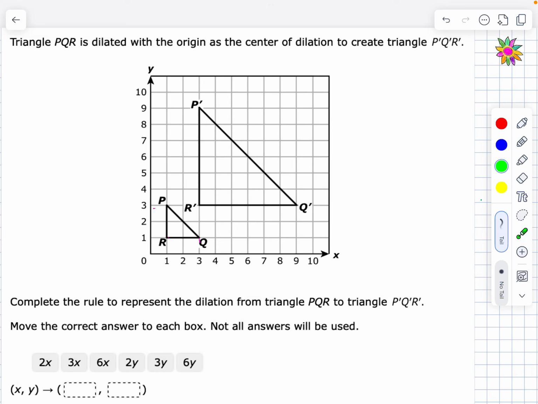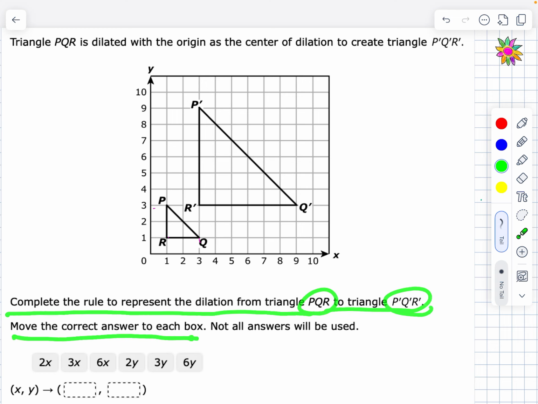All right, let's take a look at this problem. We've got triangle PQR is dilated with the origin as the center of dilation to create triangle P prime, Q prime, R prime. From now on, I'm just going to say PQR prime because that's a mouthful. Complete the rule to represent the dilation from triangle PQR to triangle PQR prime.